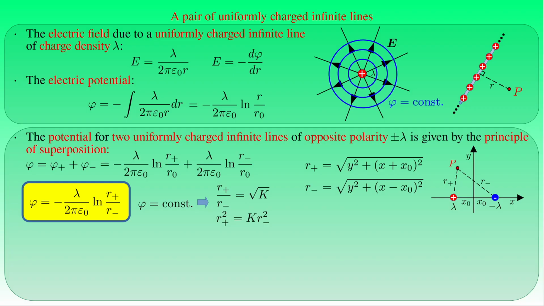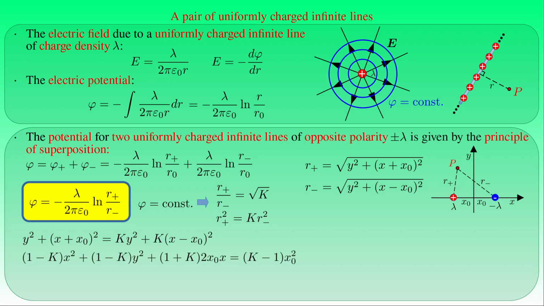By substituting the coordinate expressions of the distances into this condition, we can write that y squared plus the square of the sum of x and x0 is equal to k times y squared plus k times the square of the difference between x and x0. We can expand the squares of the sum and the difference of x and x0, and group the terms with the coordinates x and y on the left-hand side of the equation, leaving a constant in the right-hand side.